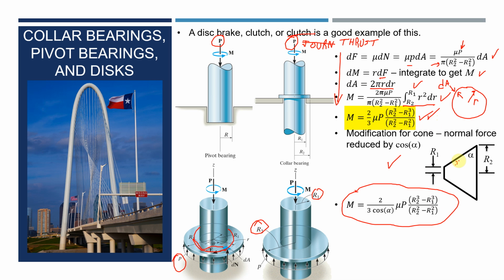I mentioned that cosine alpha, the normal force is going to be reduced by that, so you have an extra factor of cosine alpha in the denominator if you have a cone instead of a disk. And of course, if you have two disks just against each other, then R1 equals 0.